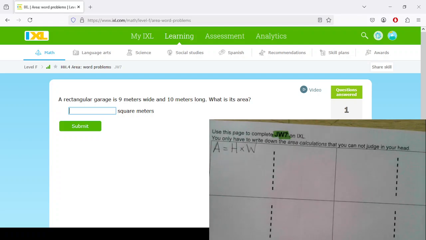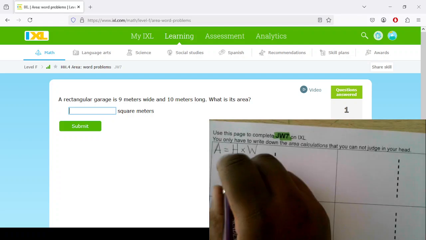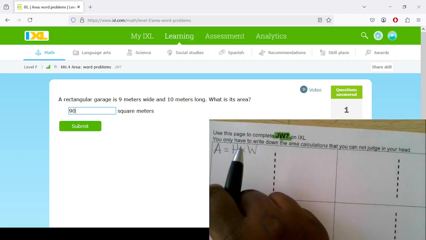A rectangular garage is 9 meters wide and 10 meters long. What is its area? So area, again, is the height dimension multiplied by the width dimension. 9 meters times 10 meters. I can do that in my head. I'm not going to write it.